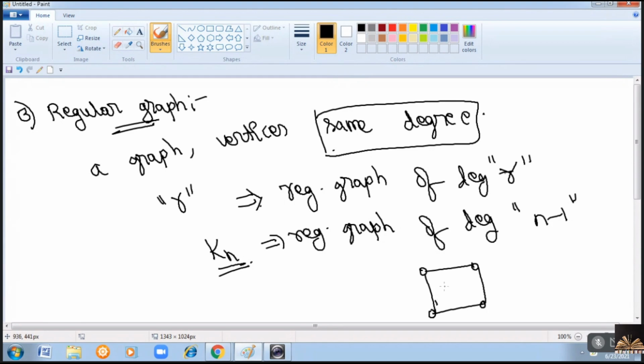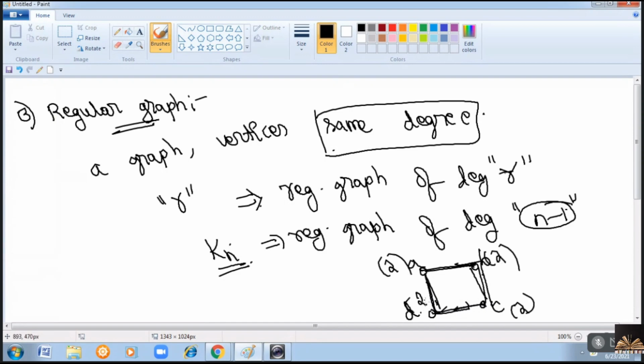One example for this regular graph is something like this. When you observe this graph, the degree of all the vertices should be the same. It can be anything, but in a complete graph, it should be n minus 1. In a regular graph, the degree can be anything, but every vertex should have the same. So for A, it is 2. For B, it is 2. For C, it is 2. For D also, it is 2. That means all the vertices have degree 2. Therefore, this graph can be treated as a regular graph of degree 2. Clear?